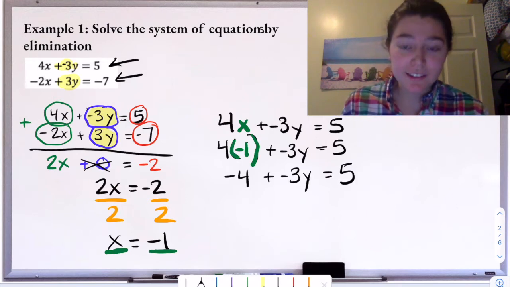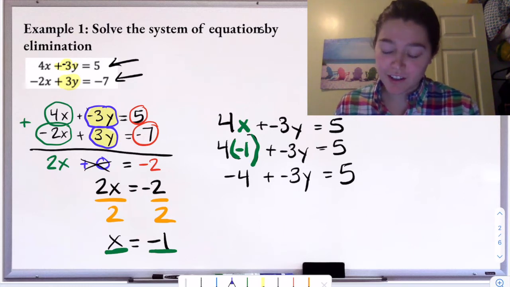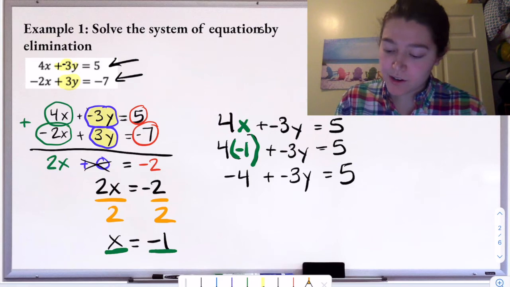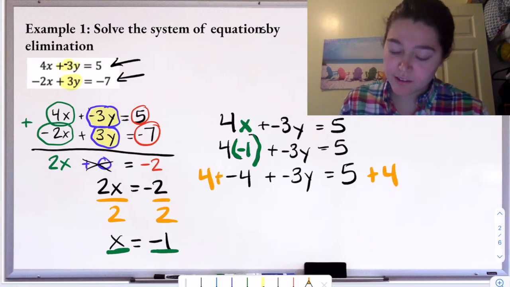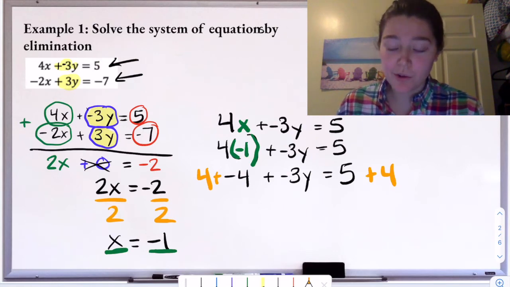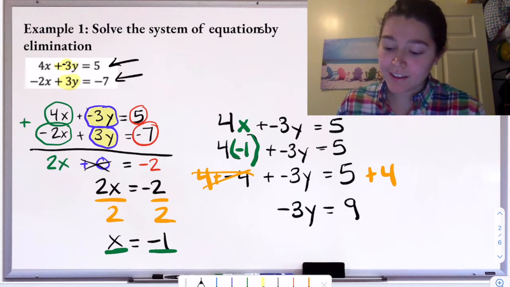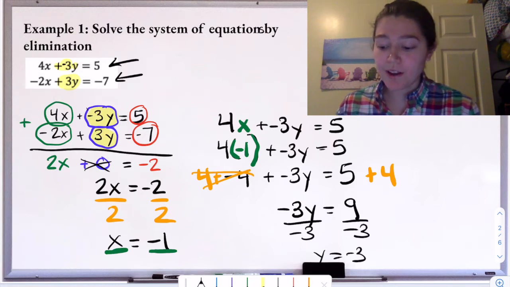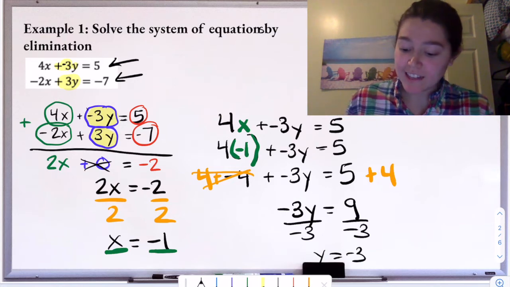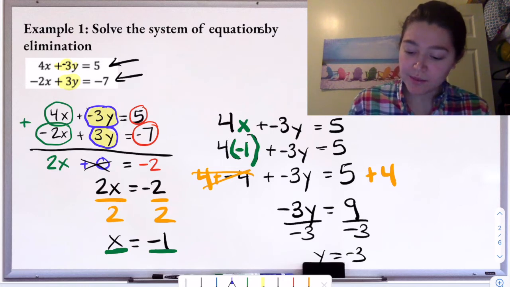I need to get y by itself. This is a negative 4. I can undo that by adding positive 4 to both sides. Or we could think of it as subtracting a negative 4. But 4 plus negative 4 is 0, so that will cancel away. And I'll just have negative 3y on the left-hand side, 9 on the right-hand side, and then, of course, divide by negative 3, and we'll get y equals negative 3. Thus, x equals negative 1, y equals negative 3. What is the solution to this system?